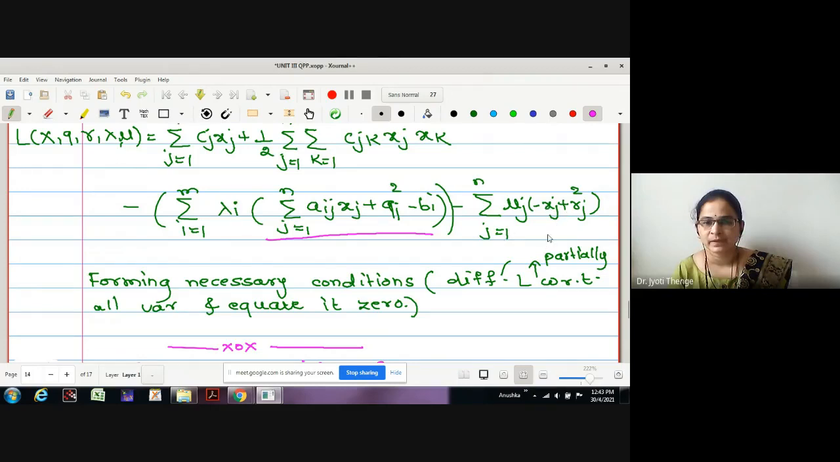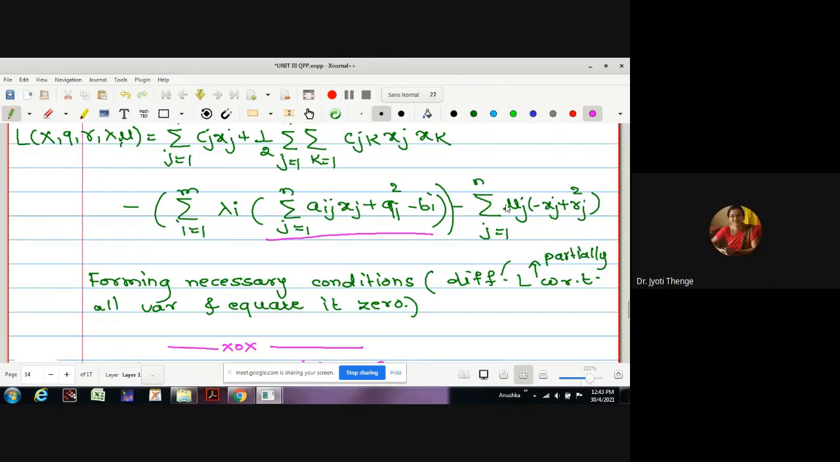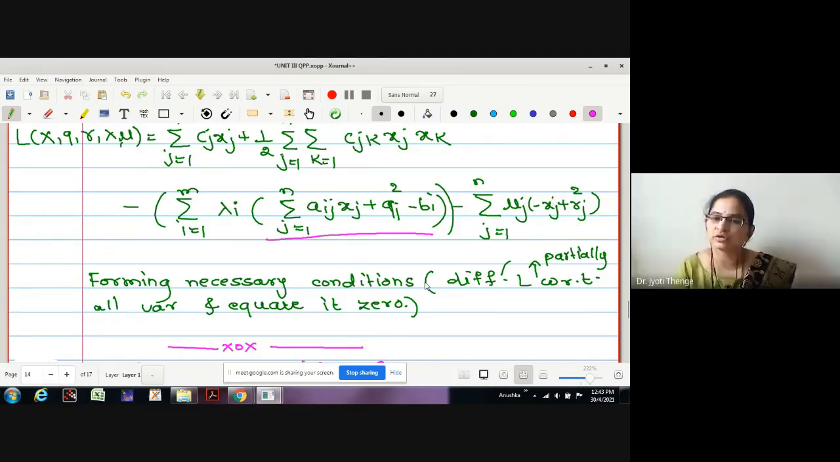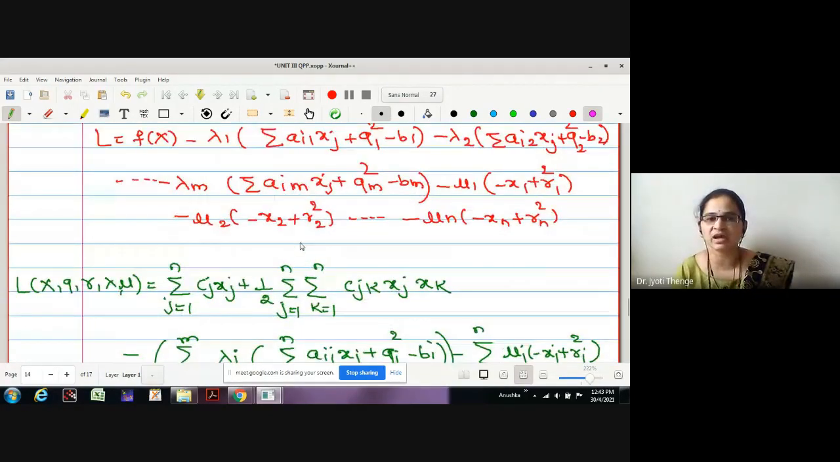What is the value? Is it mu j? Rather, minus mu j, because this bracket is going to give me minus 1 after differentiation. Minus 1, and minus 1 of minus 1 is plus 1. The summation will not be there actually. Why will the summation not be there?